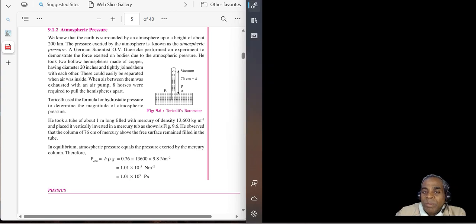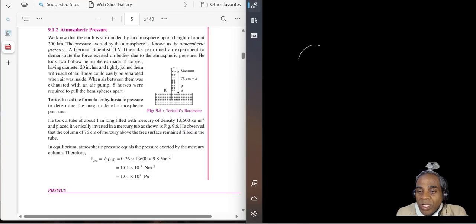So scientists used to perform experiments to understand the atmospheric pressure and its magnitude, right? There was a scientist by the name of Guericke. We may not be able to pronounce his name correctly, apologies for that. But this German scientist performed an experiment. What was the purpose? He wanted to understand the force exerted by the atmospheric pressure on objects.